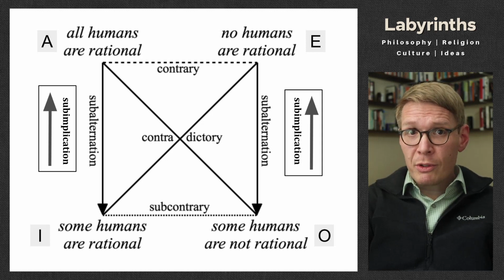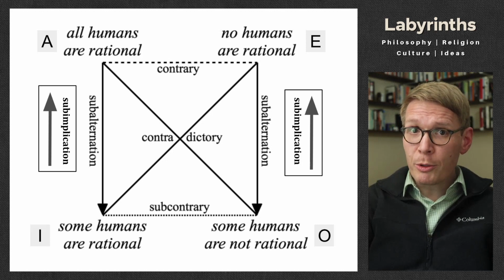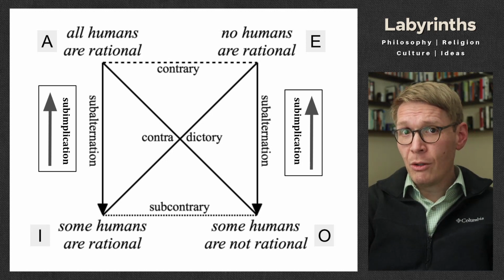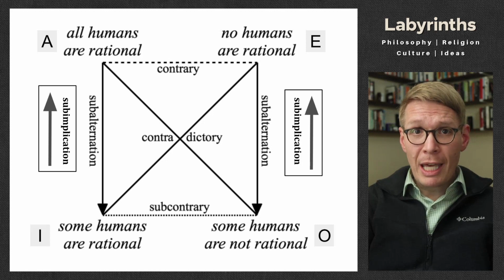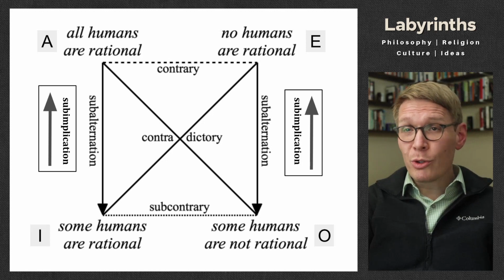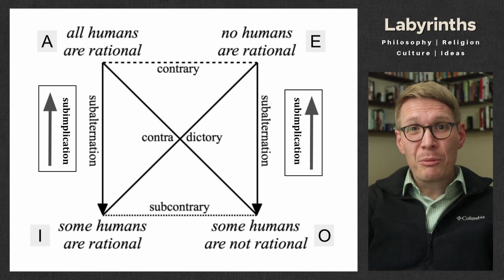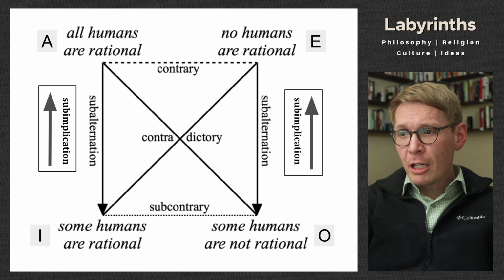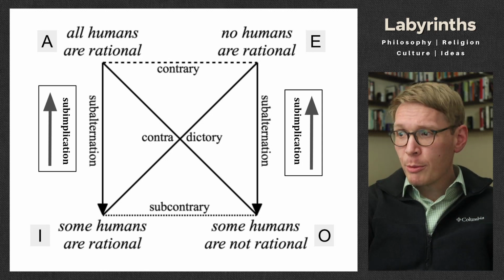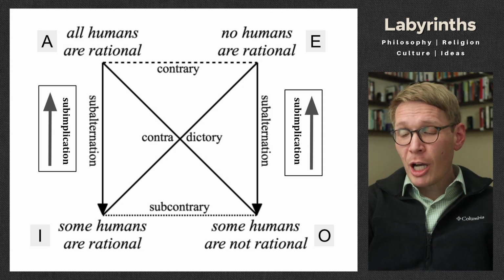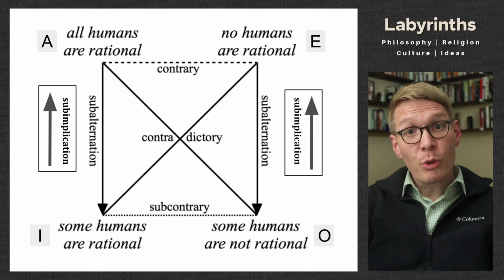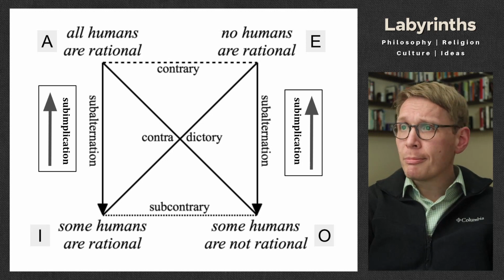So contraries are about universal propositions between A and E or E and A. In that case, you have a universal affirmative and a universal negative, right? We'll talk about that. And at the bottom, you have particular propositions. Some humans are rational, some humans are not rational. And subcontraries are describing the opposition between those.